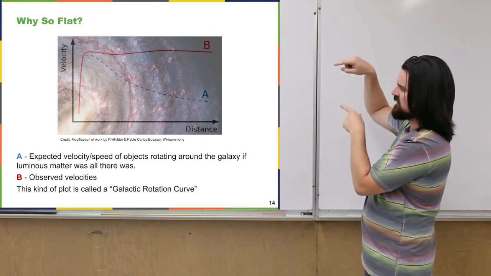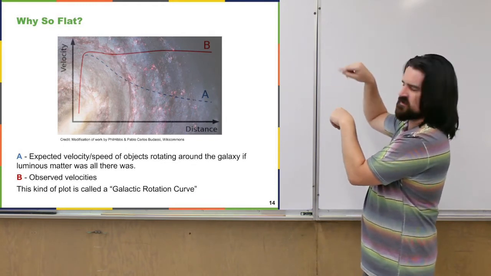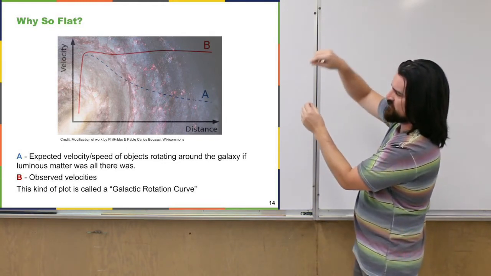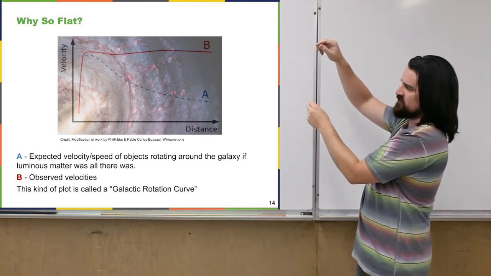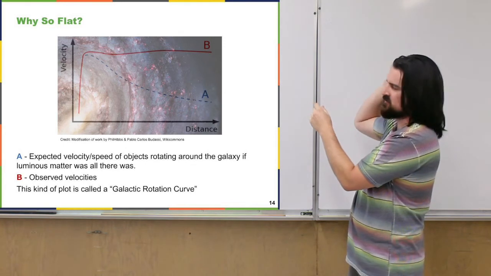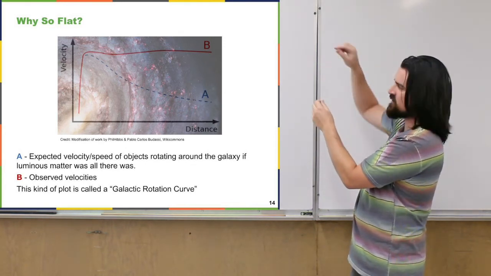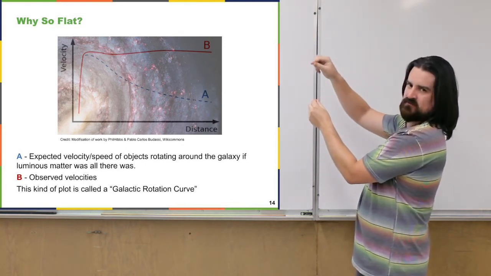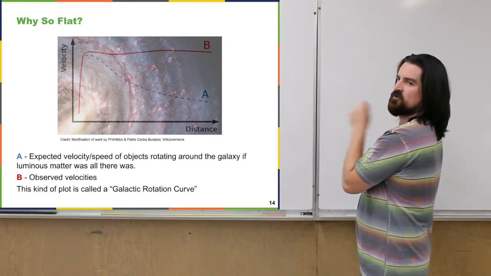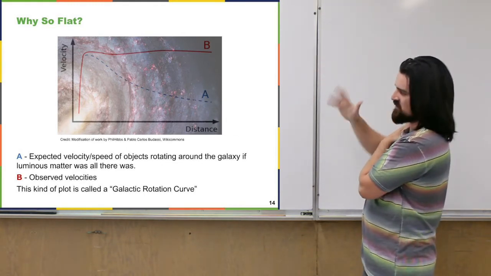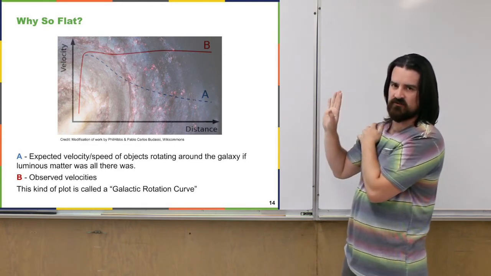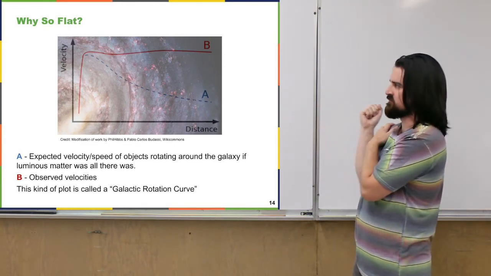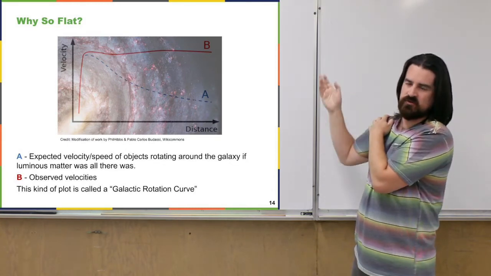And if we follow A, the dotted blue line, then things are moving really fast, but the further away you get from the center, the velocity or the speed of objects in their orbit around the galaxy, we would expect to drop off. It gets less and less the further away you get from the center. So A is the expected movement. We're showing the expected movement of objects around our galaxy. However, B is what we observe.